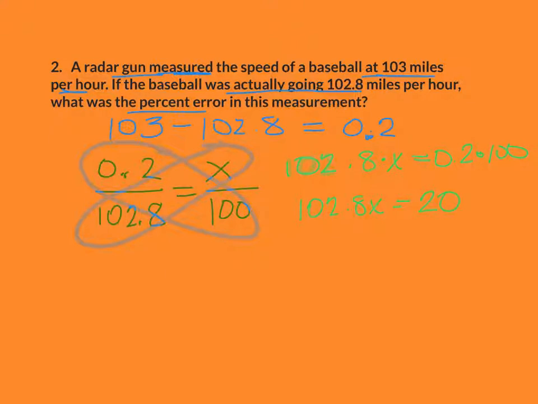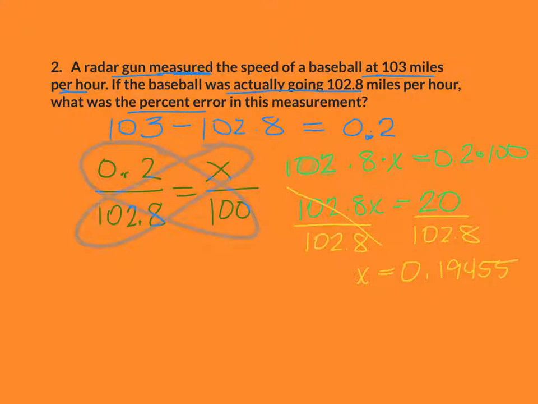The opposite of multiplication is division. I'm going to be dividing both sides by 102.8. These two cancel. I'm left with x equals, I get this funny answer of 0.19455, and it goes on.